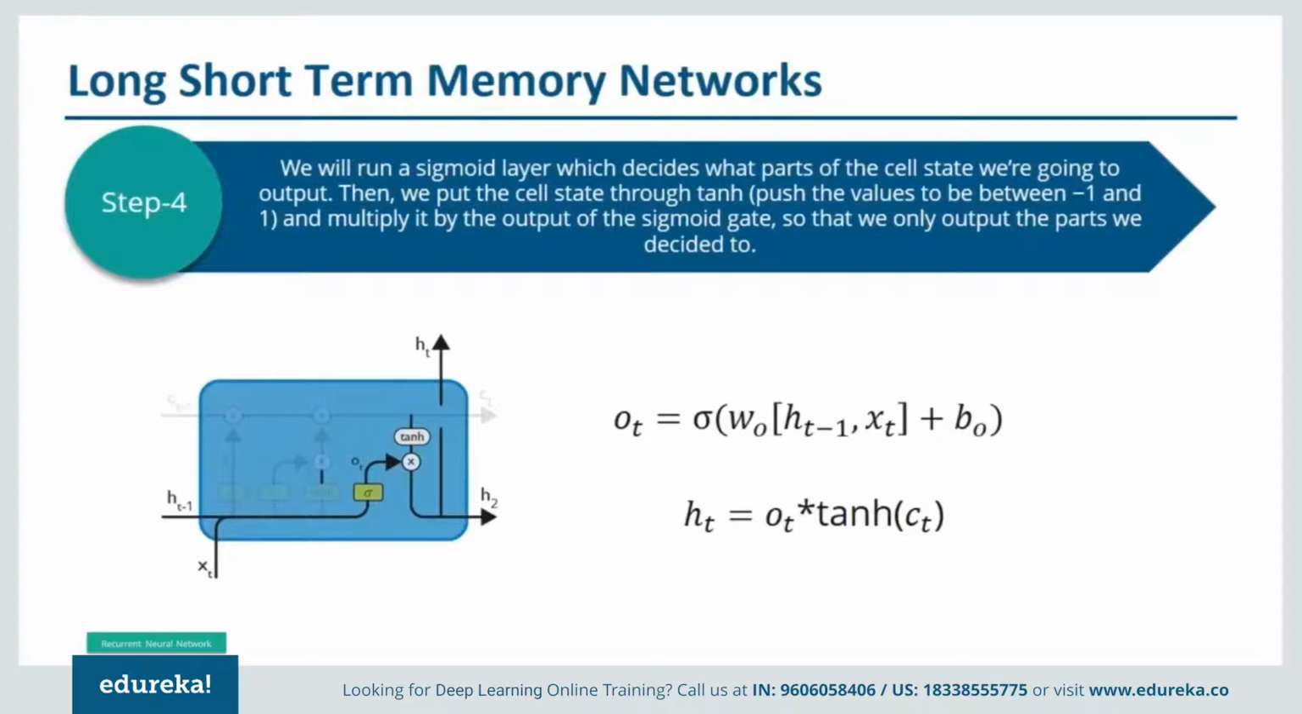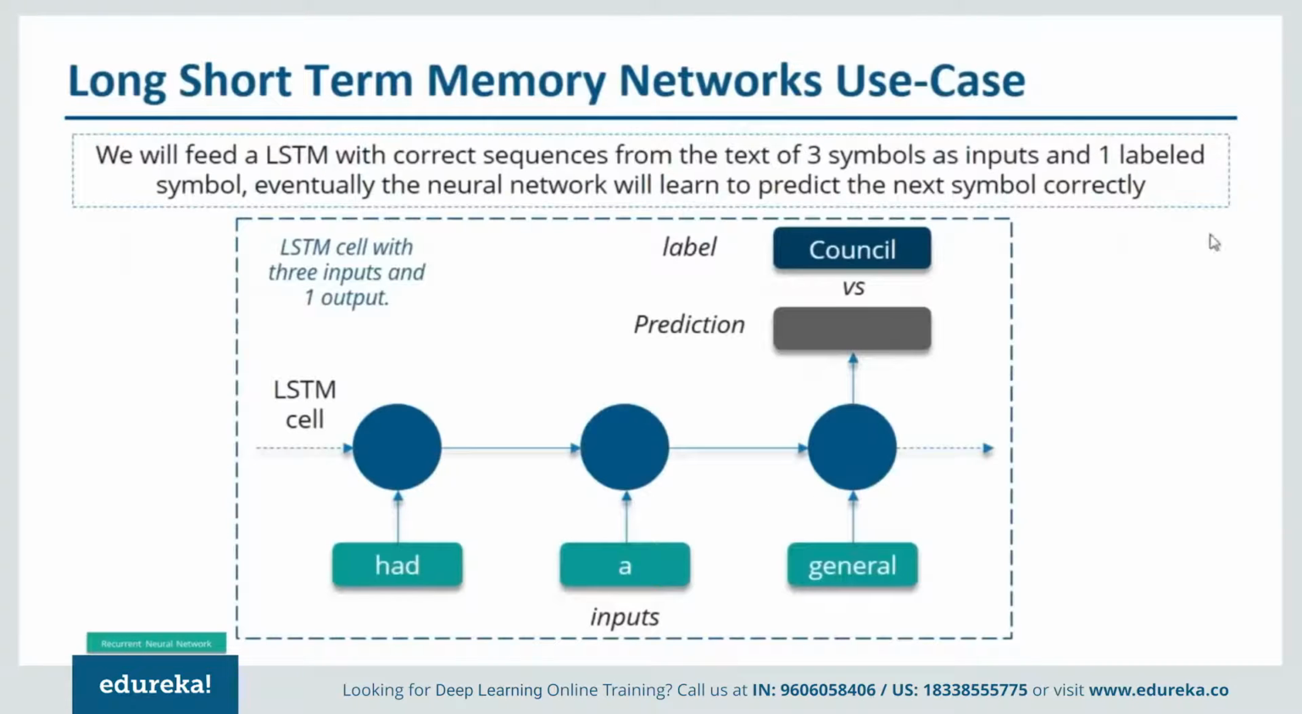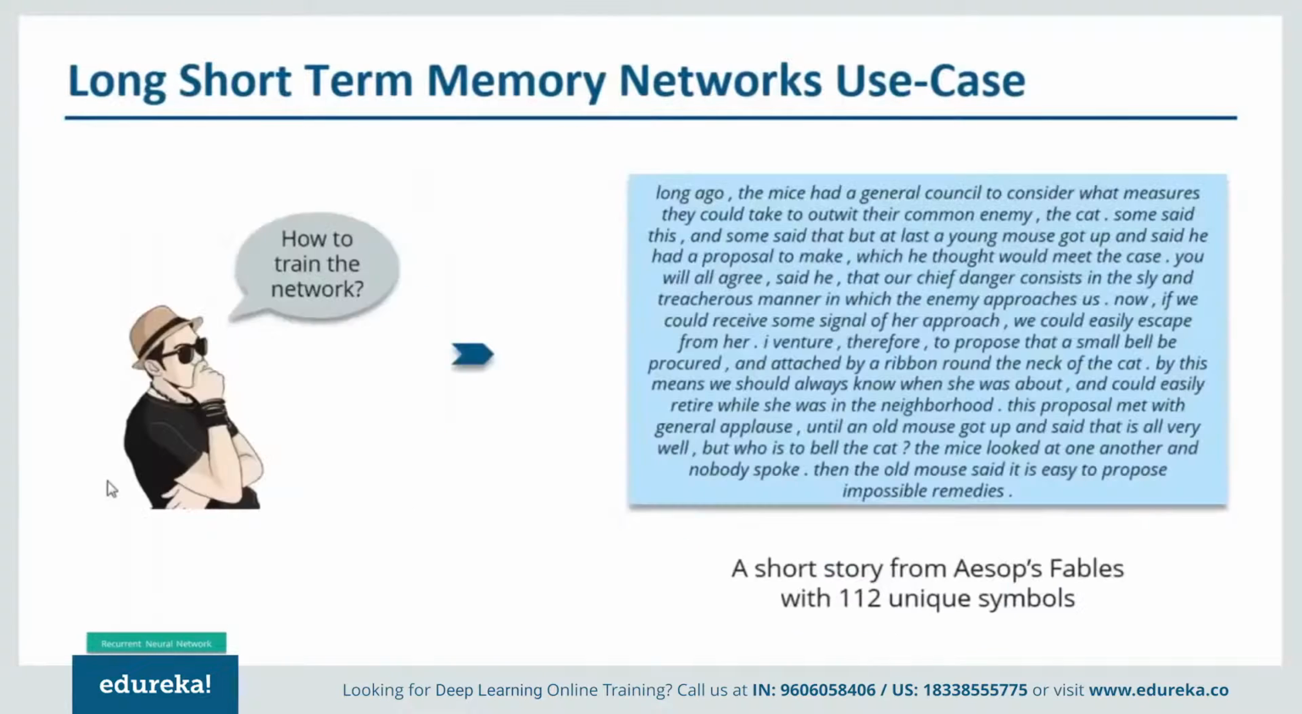Now we'll look at a use case where we'll be using LSTM to predict the next word in a sentence. All right, let me show you how we are going to do that. So this is what we are trying to do in our use case, guys. We'll feed our LSTM with correct sequences from the text of 3 symbols. For example, had a general, and a label that is council in this particular example. Eventually, our network will learn to predict the next symbol correctly. So obviously, we need to train it on something. Let us see what we are going to train it on.